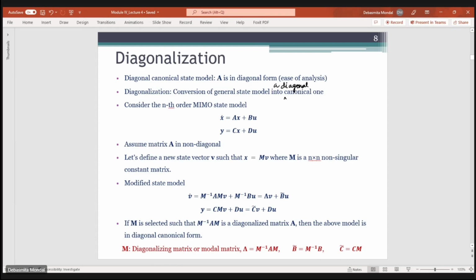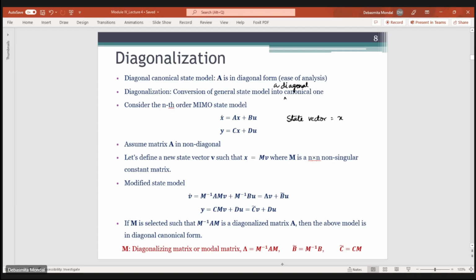So our main aim is to apply some kind of transformation so that the modified matrix A will become a diagonal matrix. For that, let us introduce a new state vector. Here the state vector was x. Now we are introducing a new state vector V, and this V is related to x by the equation x is equal to M into V, where M is an n cross n non-singular constant matrix. We'll see what the value of this matrix M is in some time.